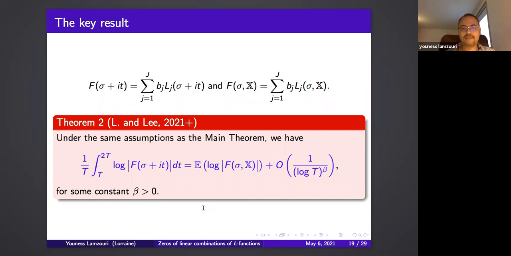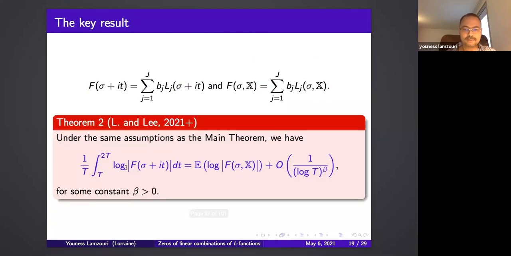And here the key result is the following. Again, I remind you of the definition. F(sigma + it) is the linear combination of these L functions. F(sigma, X) is the linear combination of the random Euler products, which are valid for sigma strictly greater than 1/2. Under the assumptions of the main theorem, we have, so here I corrected my mistake, it's 1/T, not 1/2π, the moments on the L function side are equal to the moments on the probabilistic random model side. And you have a saving, a logarithmic saving, which is more than enough for our purposes. So this is the key result, and I will discuss the main ideas in the proof of this result. And then the last part will be investigating this part here, the probabilistic random model part.